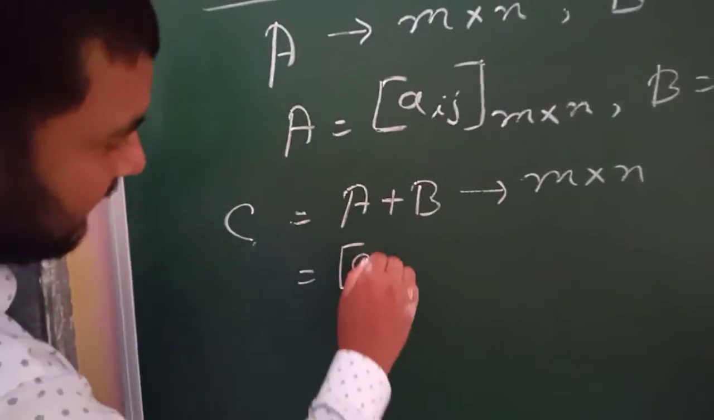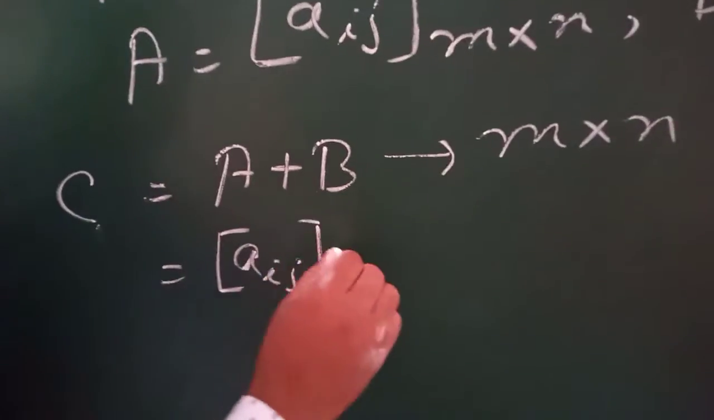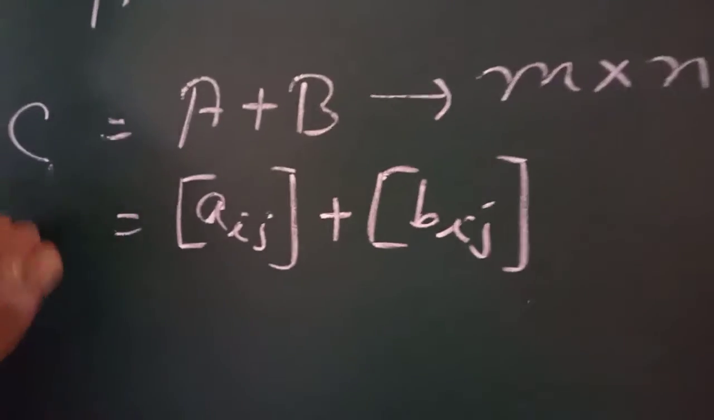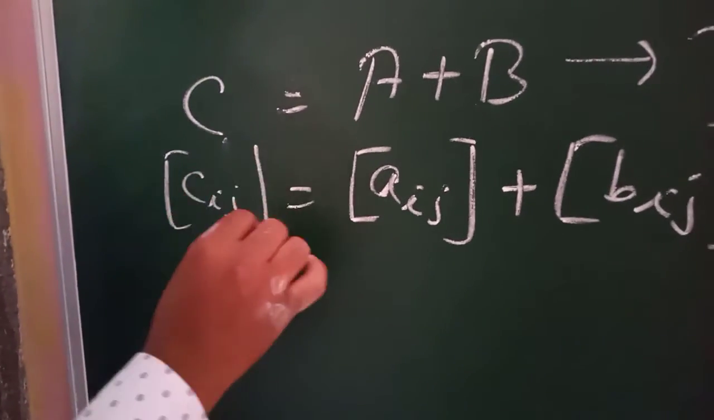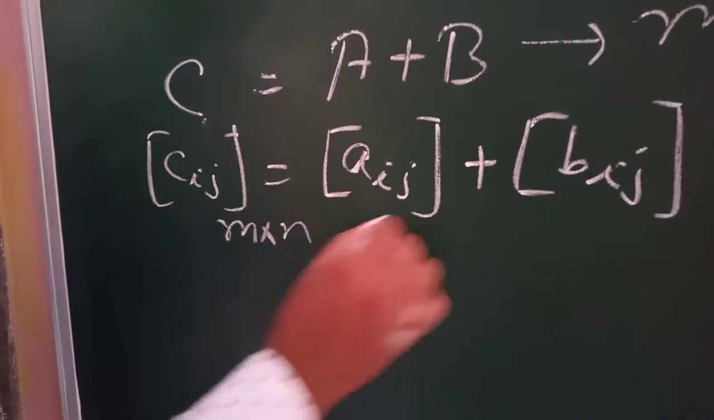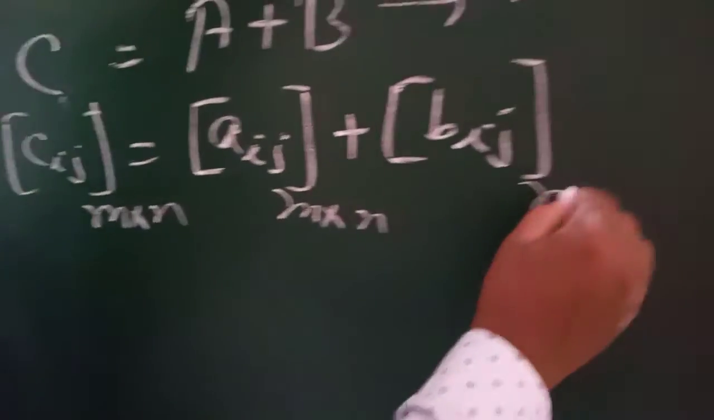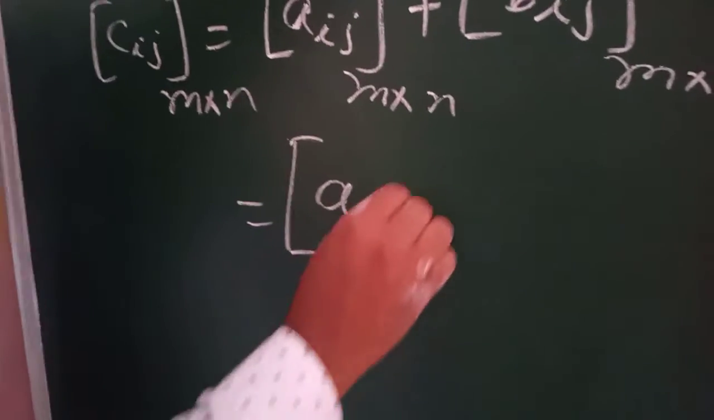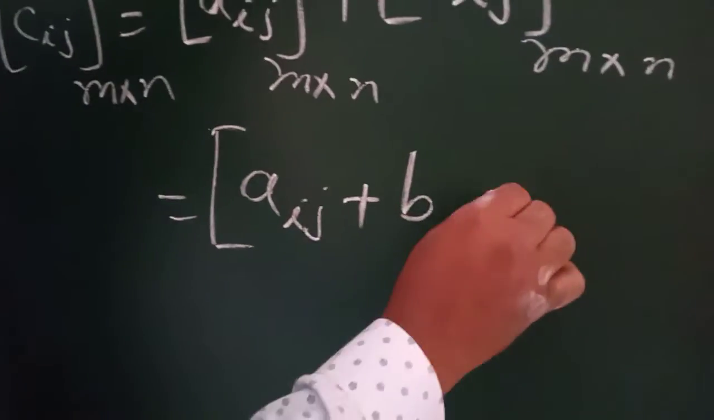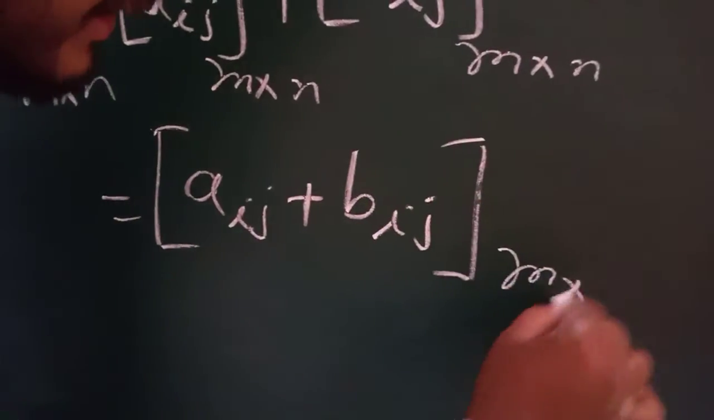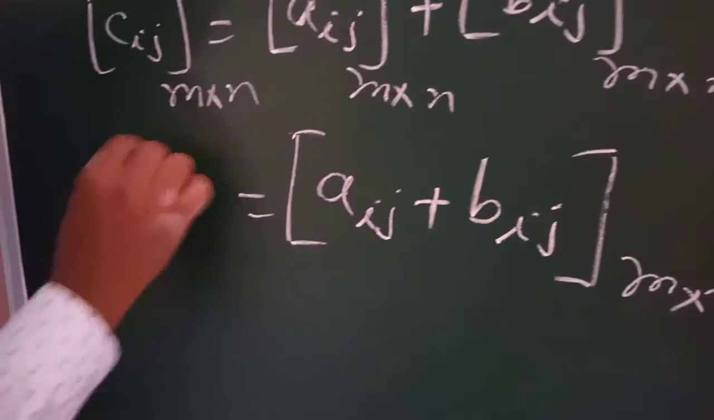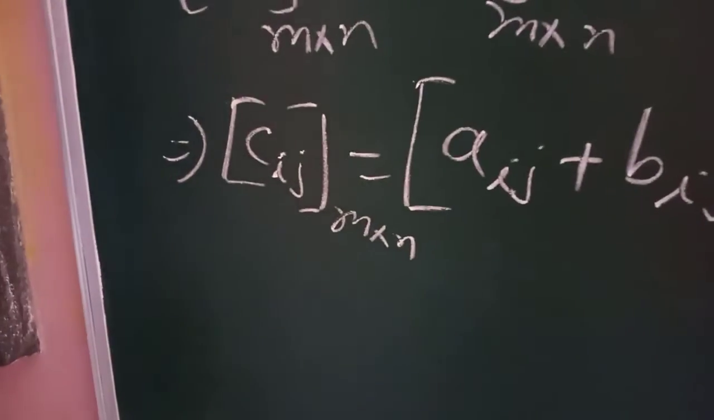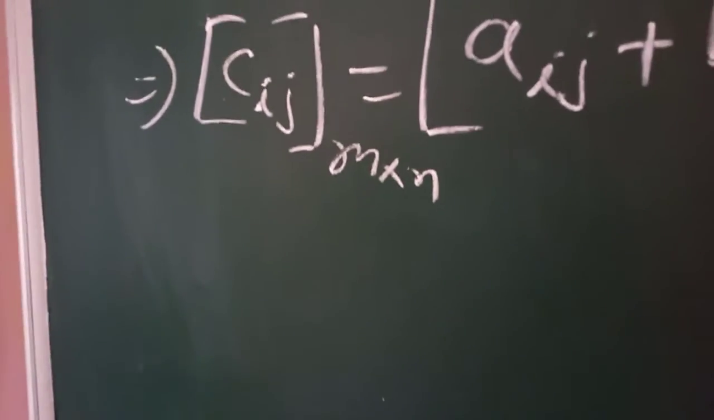This one you have to add Aij, this one you add Bij, this one is Cij. Orders are the same. This one is also m by n, this one is also m by n, this one is also m by n. Then we add these two, Aij plus Bij, m by n. So we get Cij, which is the sum of the two matrices A and B of order m by n.